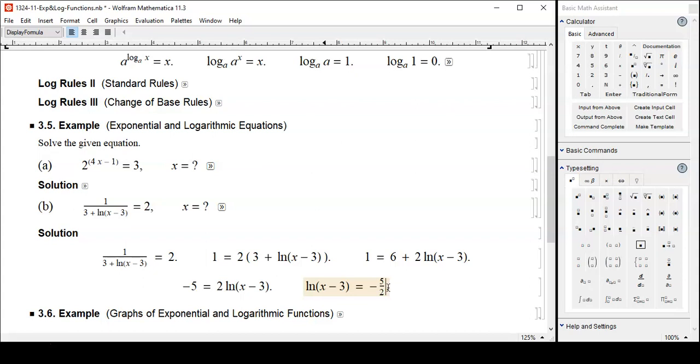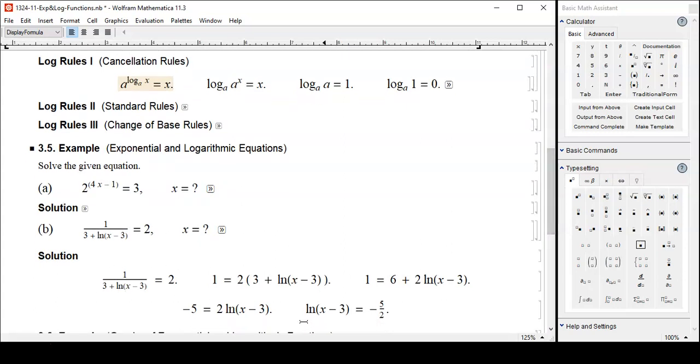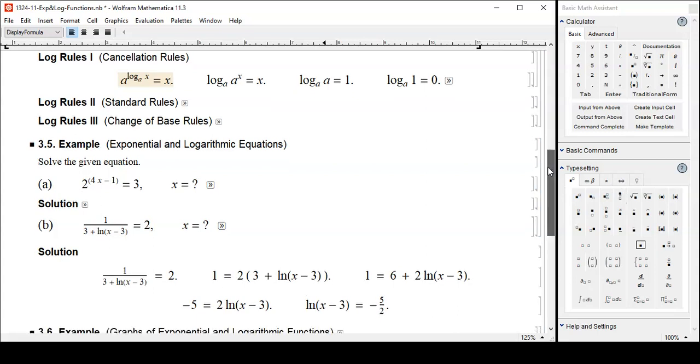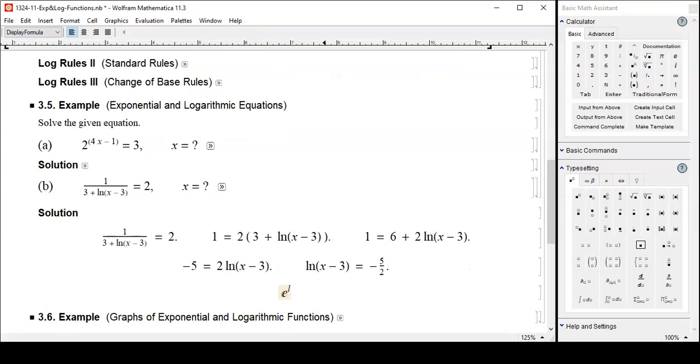You have to find out x, but you found only log of x minus 3, so you still have to solve for x. How do you do that? How do you kill off this natural log? Well, exponential and log cancel each other out, we get x. And here, log base e is there, so you have to take the natural exponential. Natural exponential of natural log of x minus 3 is equal to natural exponential of negative 5/2.